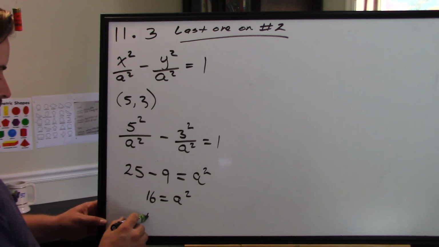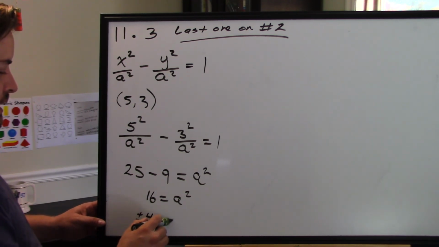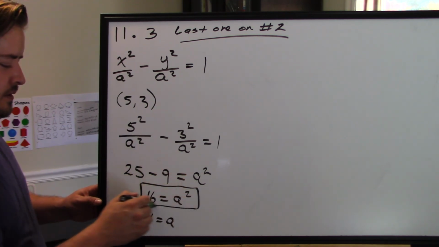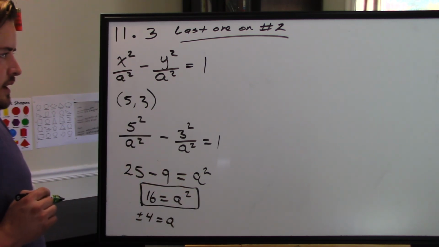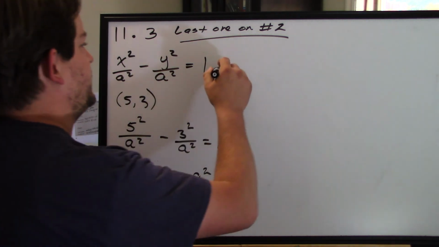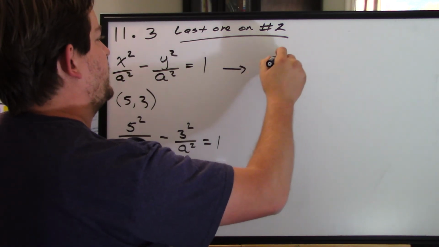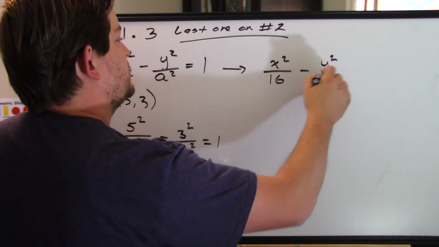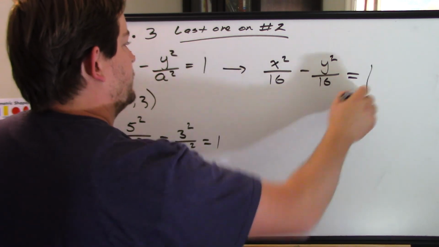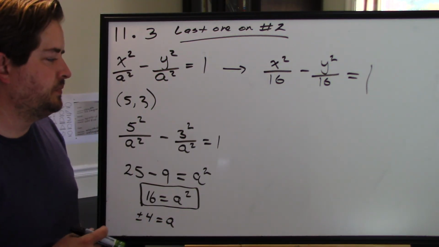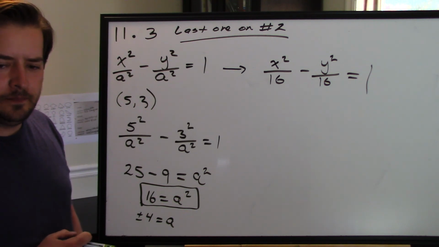And if you want, you can say then it's plus or minus 4 is equal to a, but that doesn't matter. What I really care about is that a squared is 16. Okay? And that tells me my equation then. I have x squared over 16 minus y squared also over 16 is equal to 1. And that's my equation. So hopefully that helps.